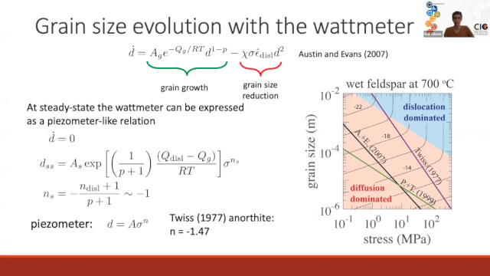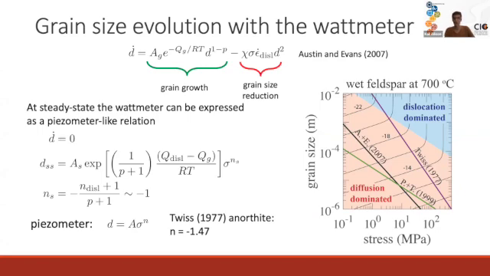And grain size is reduced by the fraction chi of the work done by dislocation creep, which goes into the formation of new grain surface area. I assume that 10% of the dislocation work contributes to grain size reduction, and the remainder is dissipated as heat. The wattmeter equation can be solved for the steady state grain size when static grain growth and grain size reduction balance each other out. Solving for the wattmeter's steady state grain size produces a piezometer-like relation.